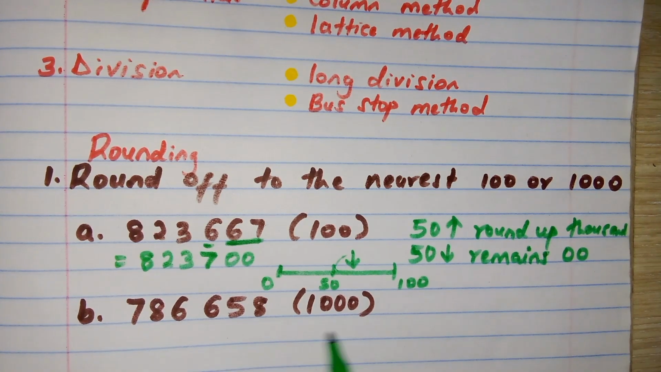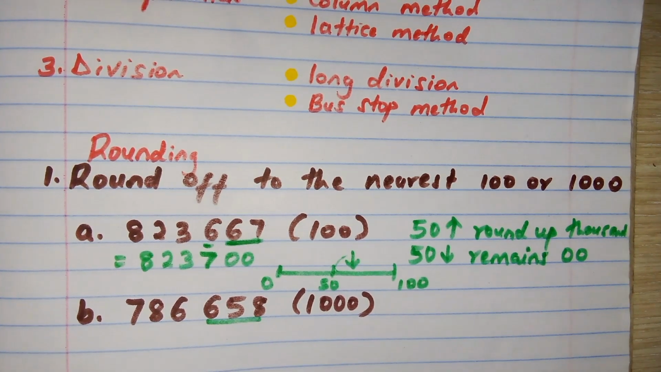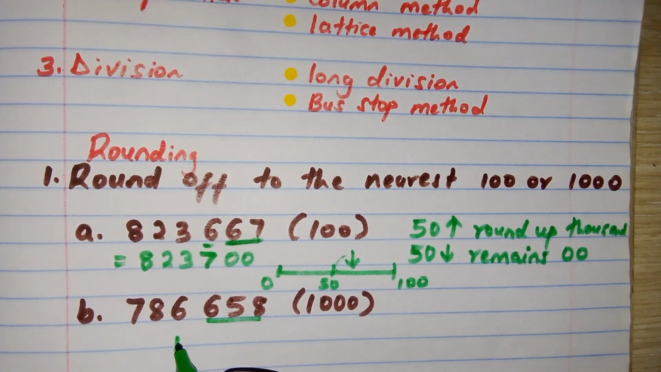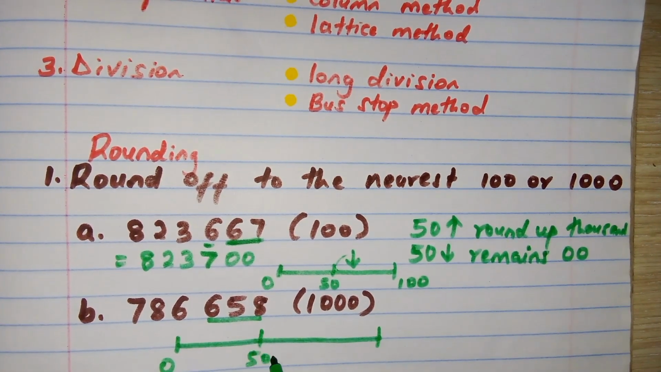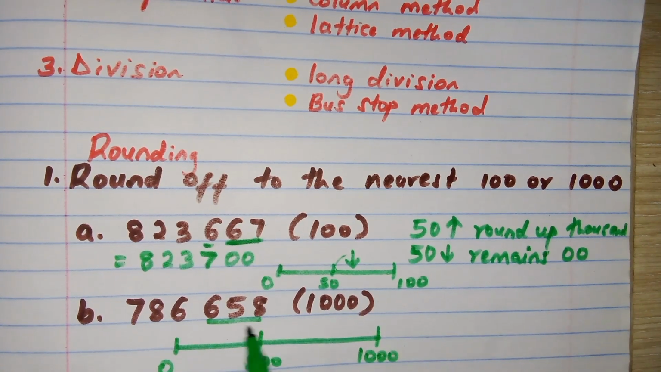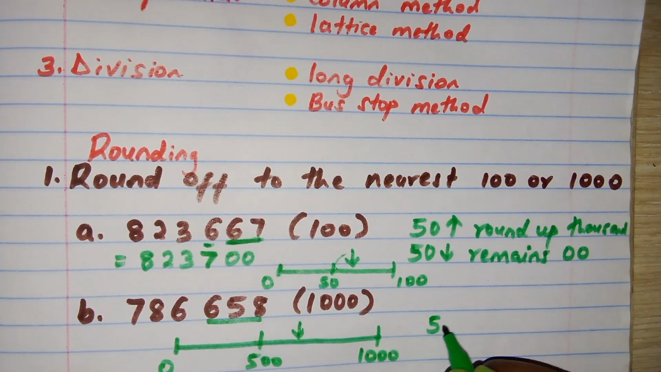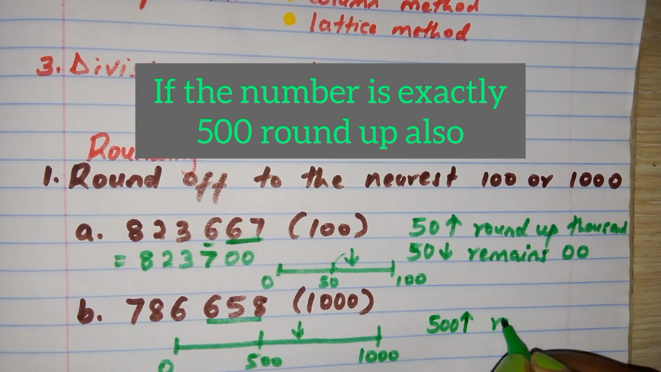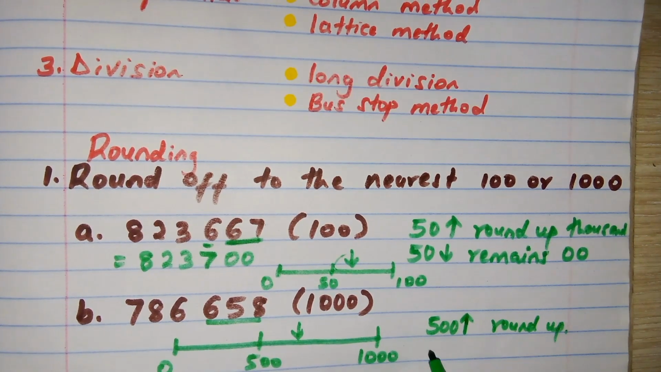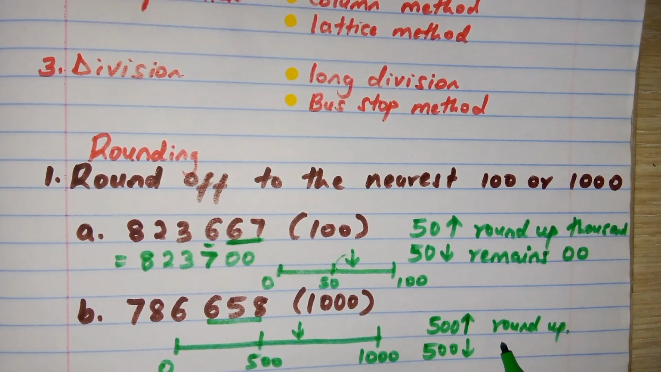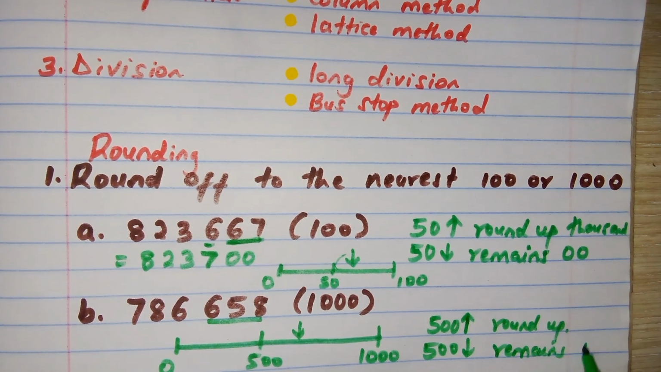Okay, number 2, round off to the nearest 1000. So 1000, you look at the last three digits, so those three. So you can use the number line again. We have 0, the middle will be 500, and this is 1000. 658 would be somewhere here. So 658 is more than 500. So if a number is more than 500, round up. And then if it's less than 500, it remains 000.